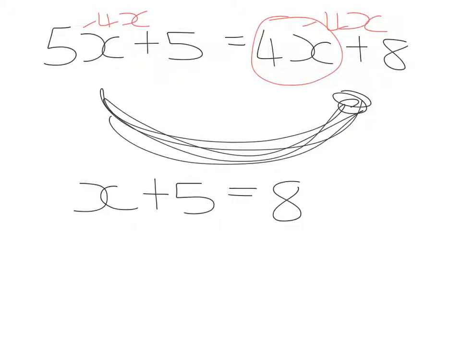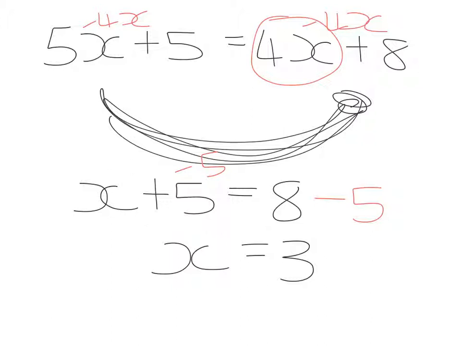On this side, we've got x and we've got 5. We know we need x to stay, and we want to get rid of our 5. We've got plus 5, so we take 5, and we take 5 on this side too. Now what are we left with? We're left with x, and 8 take 5 is 3. That gives us our answer.